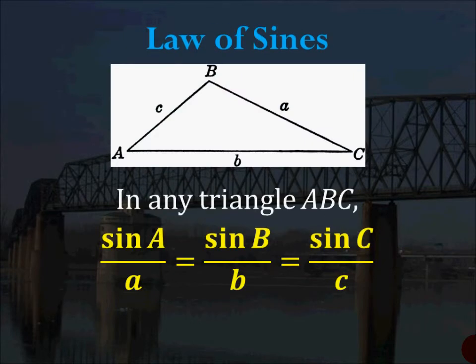It's pretty simple. In any triangle ABC, the sine of A over a is equal to the sine of B over b, which is equal to the sine of C over c. If you want to see a proof, you can find one in the book, but I'm not going to spend time doing it here. Suffice to say that the ratio of the sine of an angle over its opposite side is equal no matter which angle and which side you pick. So sine of angle A over a is equal to the sine of angle B over b, and this is equal to the sine of angle C over c.